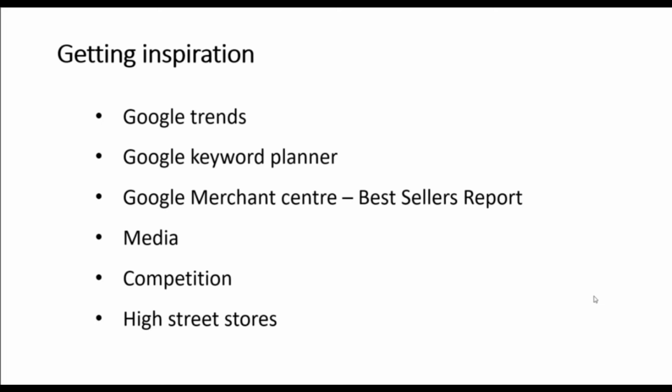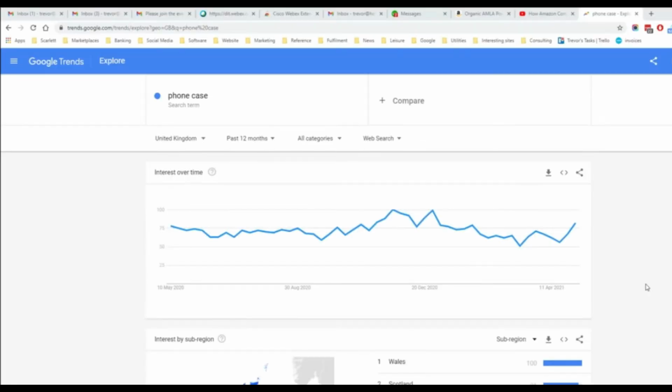If you're looking to get inspiration for what are hot products at the moment, there are a number of free sources online that you can consult. Google Trends gives information about popular keyword searches on Google. Many of these keyword searches will be related to products. This Google Trends screen shows interest in the search term phone case over time. We can see the interest over time here, the amount of searches.